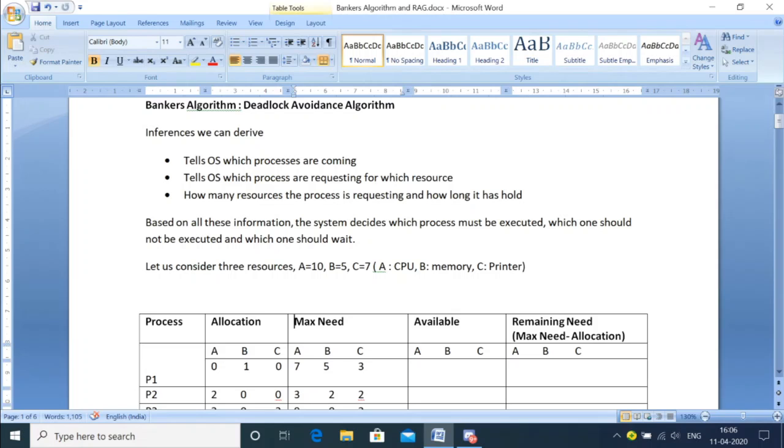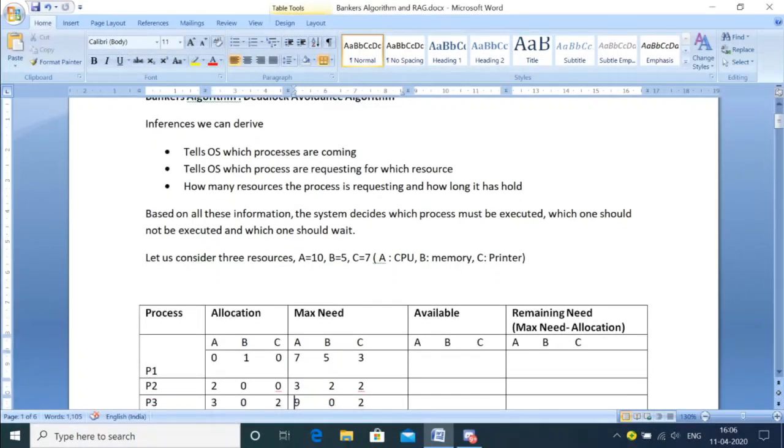Now, based on all this information, which information? The above three: which process is coming, which is being executed, which process is requesting which resource, which process is waiting, and which one has been waiting for how long. Depending upon that, the system will decide which process should be executed, which one should wait, and which one should not be executed at all. All right. Now, let us go to the example.